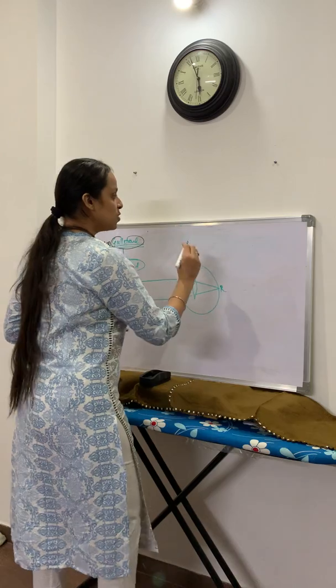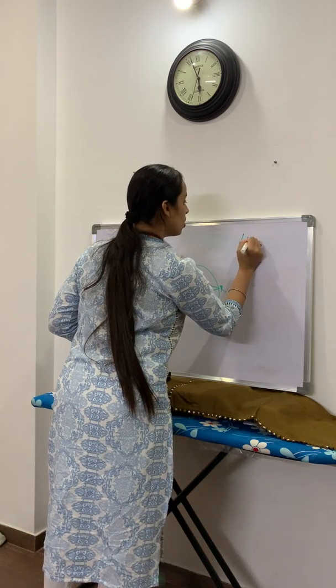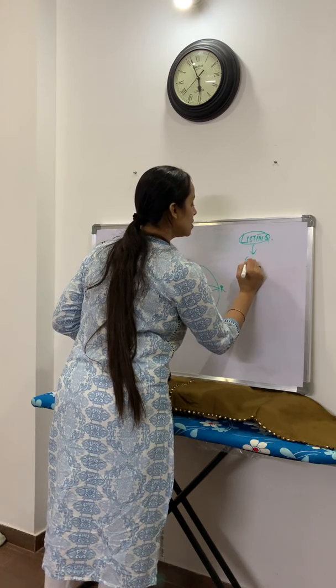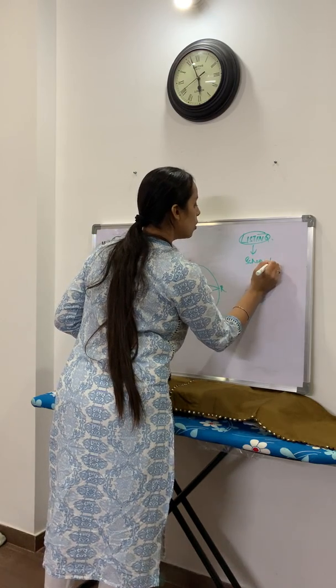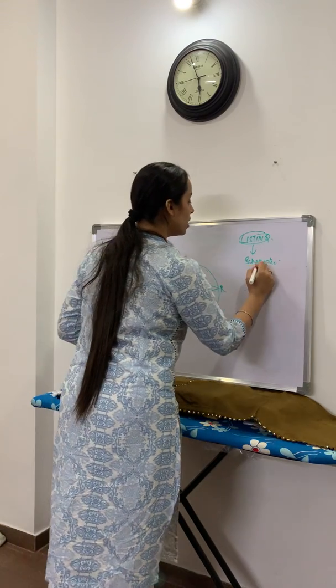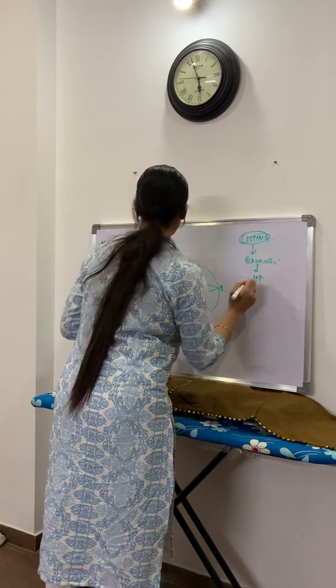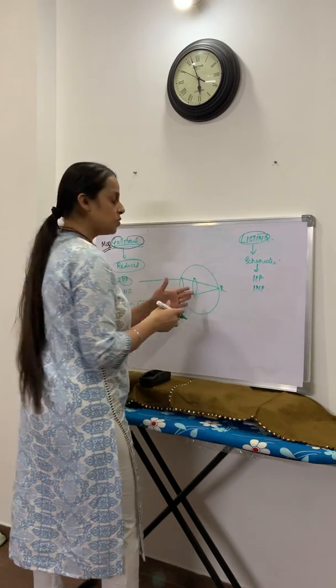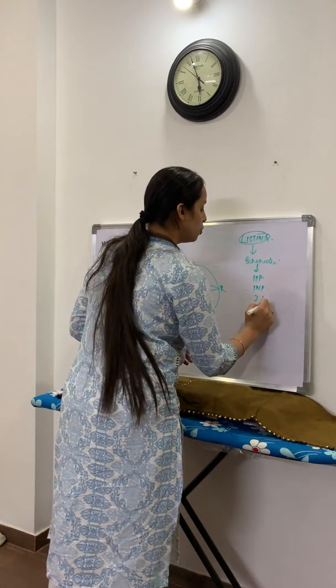Now, further this was simplified by a scientist called Listing. Okay. And this Listing, he gave the concept of schematic eye. How did he simplify it more? He said that instead of two principal points, there is only one principal point. Instead of two nodal points, there is only one nodal point. And of course, because it is a lens, so it will have two focal points.